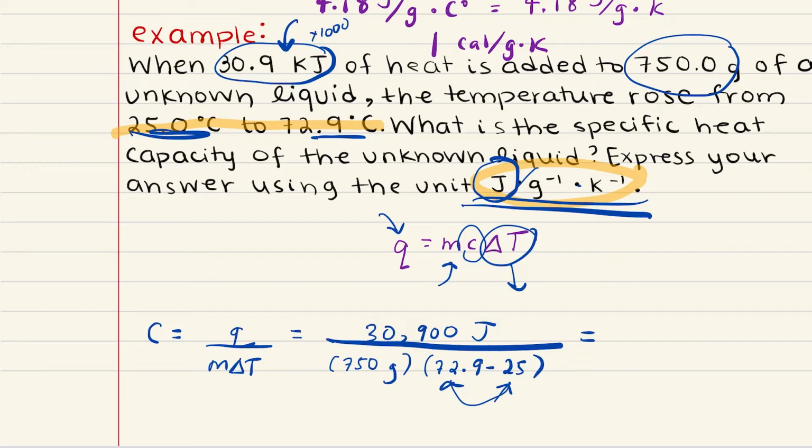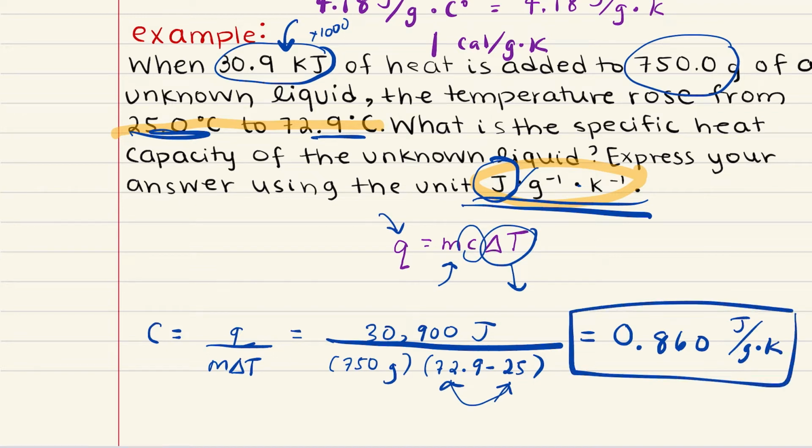So if we plug this into our calculator, what we're going to get for C is that it's going to be equal to 0.860 joules per gram per Kelvin. And that is our answer for the specific heat capacity of this unknown liquid.